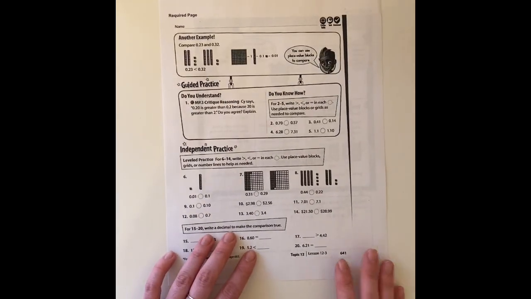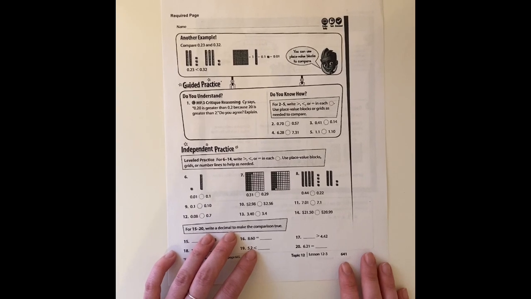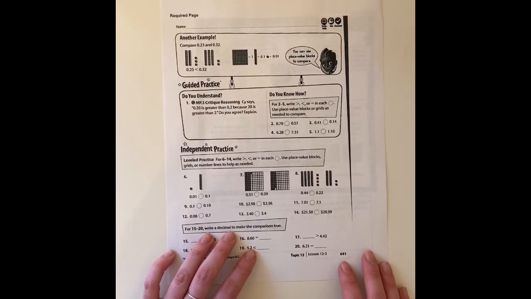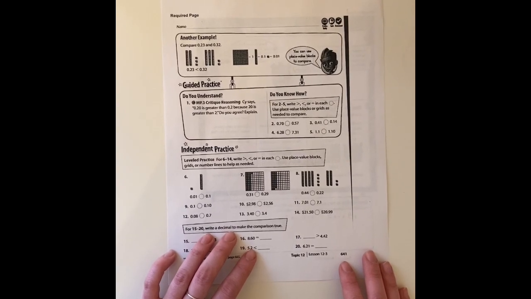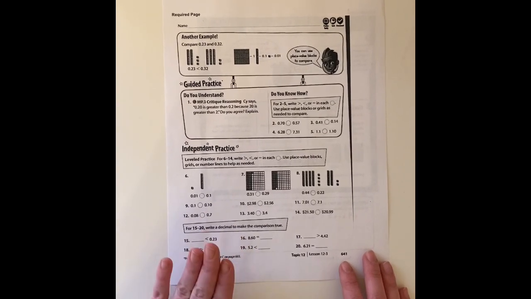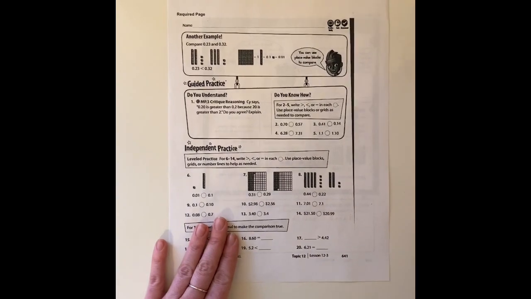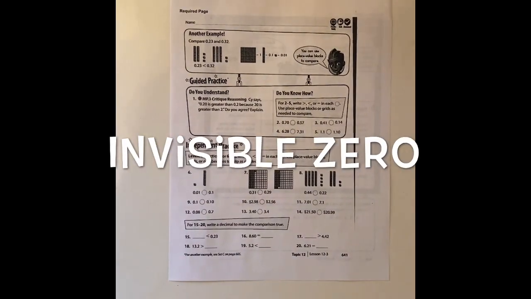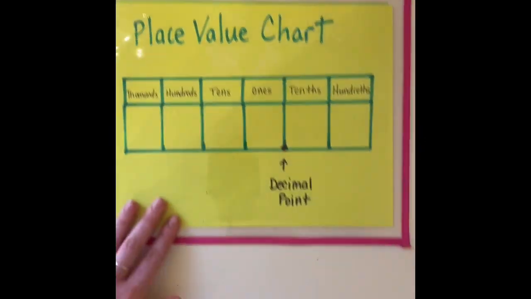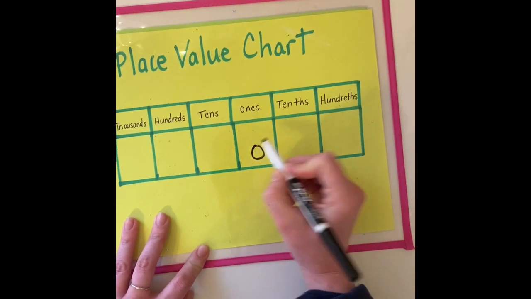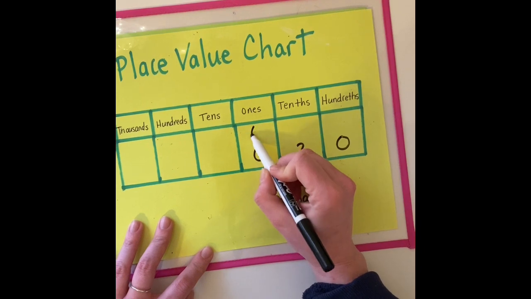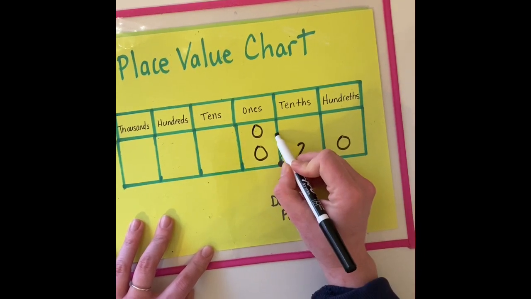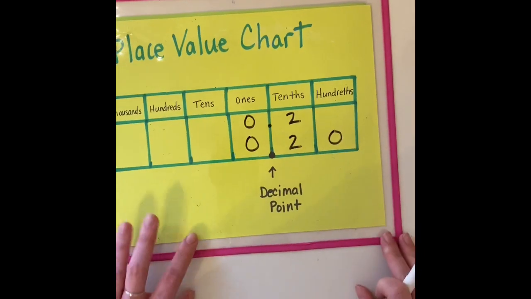So for number 1, it says, Sai says, 0 and 20 hundredths is greater than 0 and 2 tenths because 20 is greater than 2. Do you agree? Explain. All right, now let's talk about the invisible 0. That's what I'm calling it. He is saying that 0 and 20 hundredths is greater than 0 and 2 tenths.